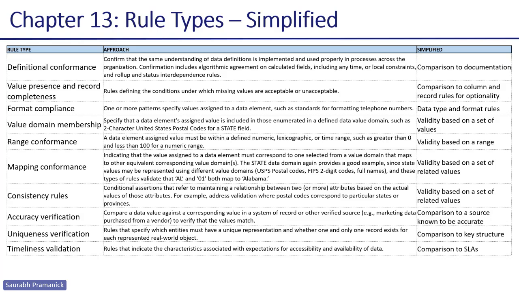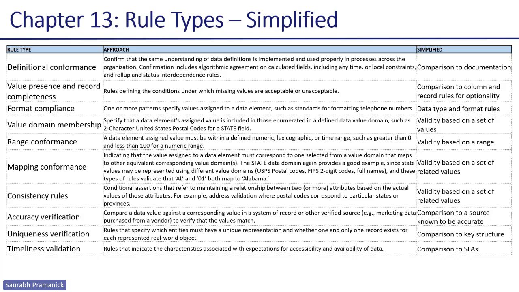Then you also have value domain membership, which specifies that the value assigned to a data element is included in the defined value domains. Range conformance applies within a specific range or time range. Mapping conformance represents the mapping to reference data, other lookup tables and reference values. Consistency means values should be consistently present. Accuracy verification means the value present should be accurate as expected. Uniqueness verification means the values present should be unique.